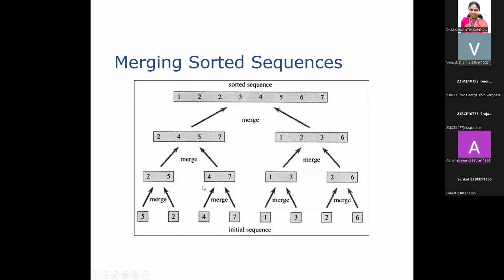Now 4 and 7 are merged. When we compare these two numbers, which is biggest, 4 or 7? Is 4 greater or 7 greater? 7. Are there any swapped numbers?